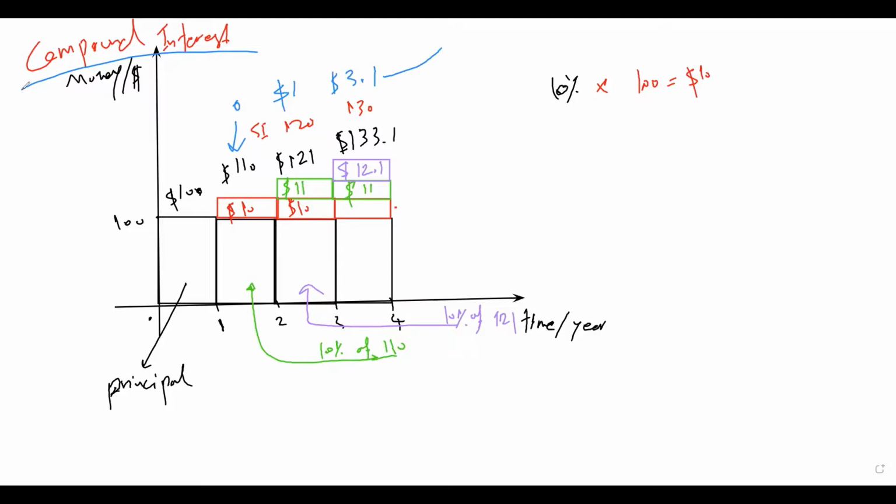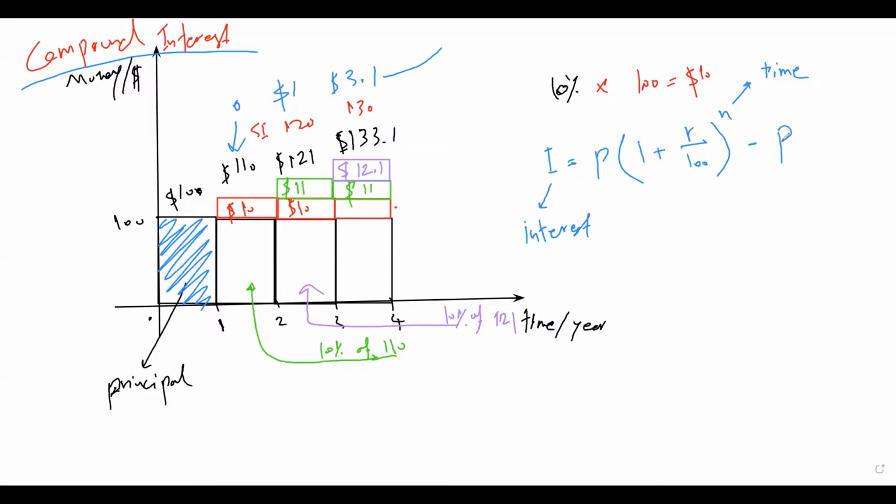Now, what is the associated equation with compound interest? The symbol that we use to show compound interest is I. So that's the interest, or the money added. And you multiply the principal that you have deposited. This is your principal, right? And you multiply it by (1 plus r over 100) raised to the power of n, which n represents time here, and you subtract the principal again, right?